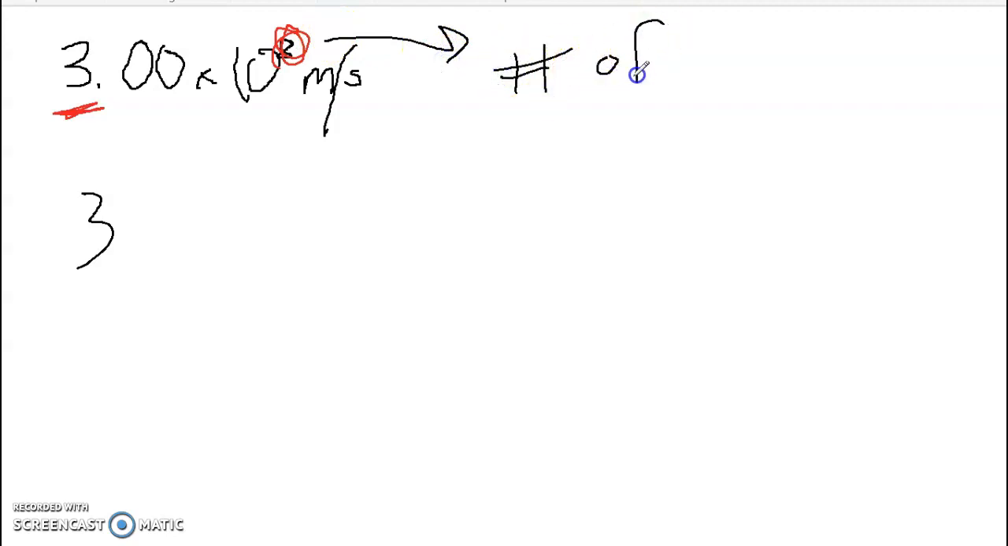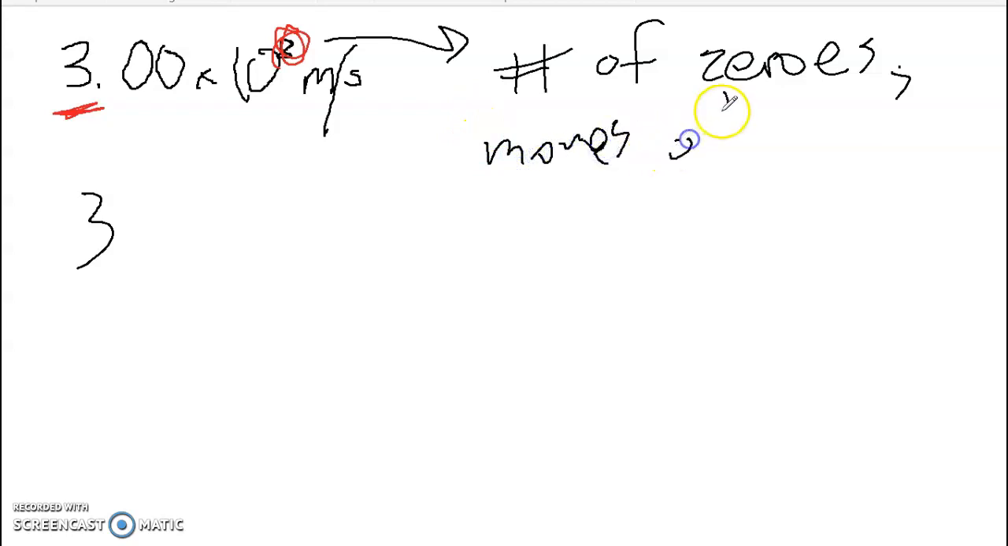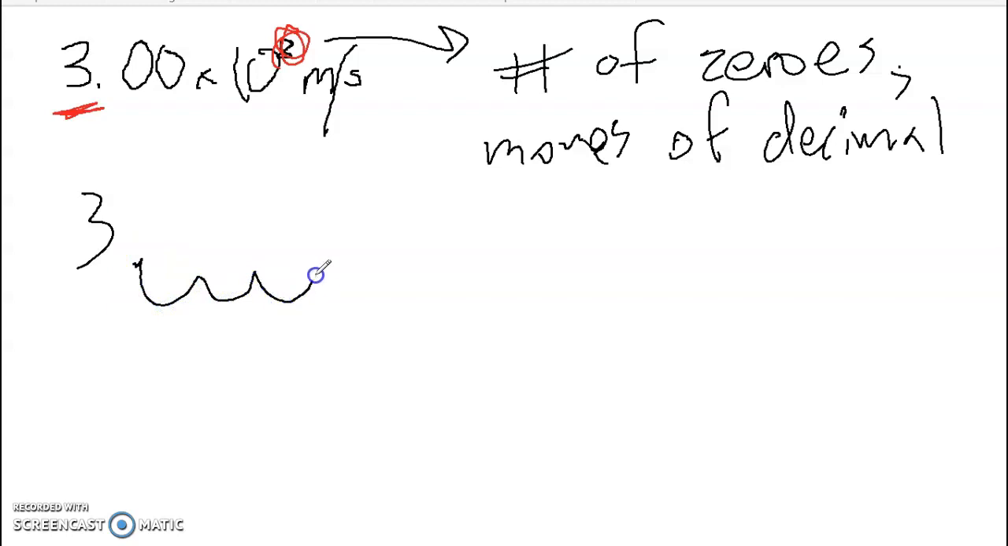number of zeros or moves of the decimal I need to make. So right now the decimal is currently right there after the 3. I need to move it 1, 2, 3, 4, 5, 6, 7, 8 times. So now we'll be here.